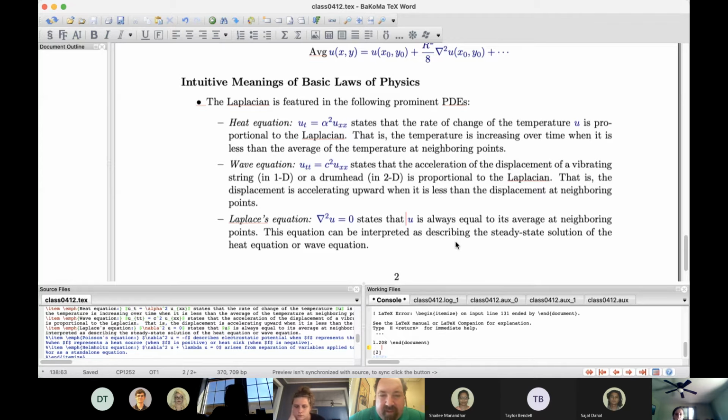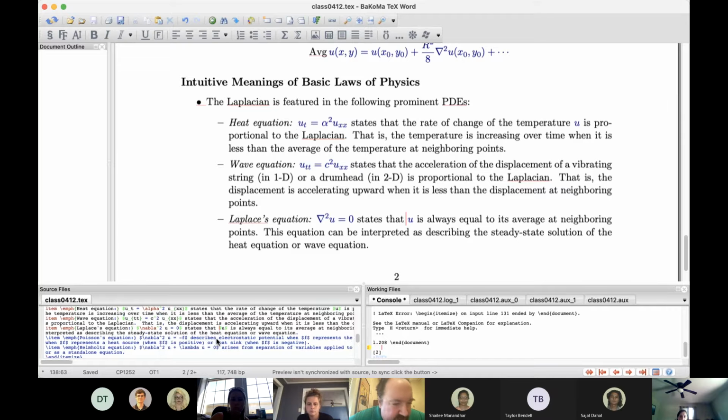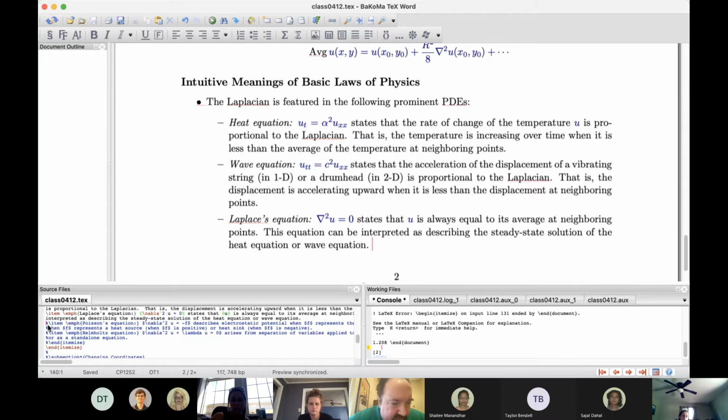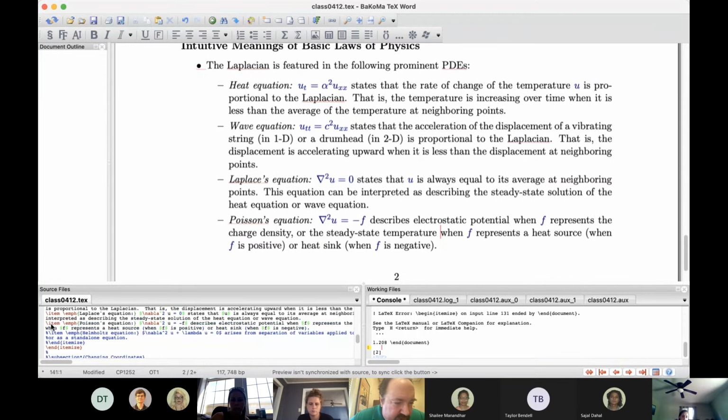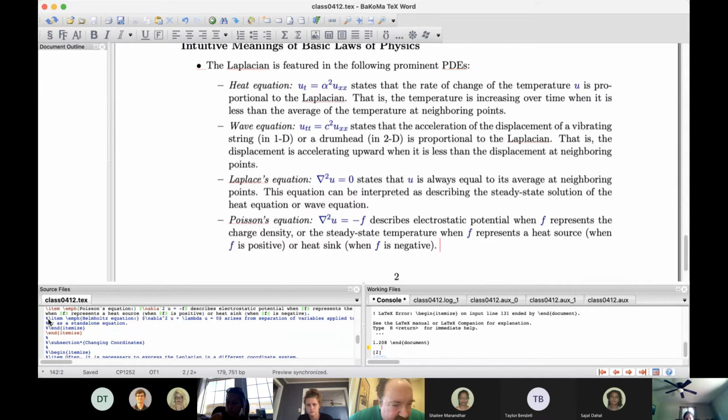You think of this as a steady state solution. Like if the U_t is 0 here, then I'd wind up with U_xx equals 0. So Laplace equation can be thought of as a steady state solution of a PDE involving the Laplacian, such as the heat equation. Poisson's equation is almost the same as Laplace equation. We just have a source term. And it's used to describe electrostatic potential, where F is the charge density.